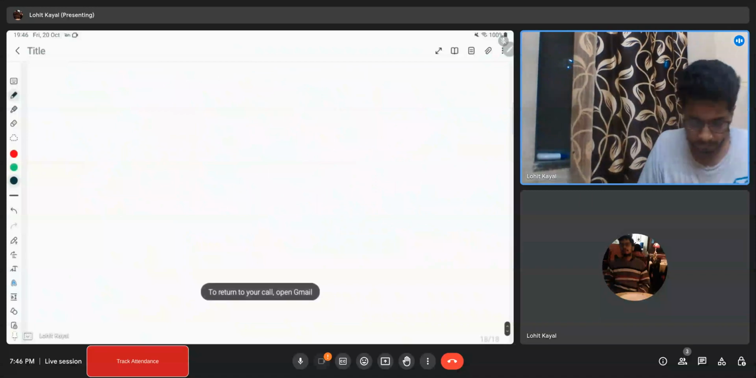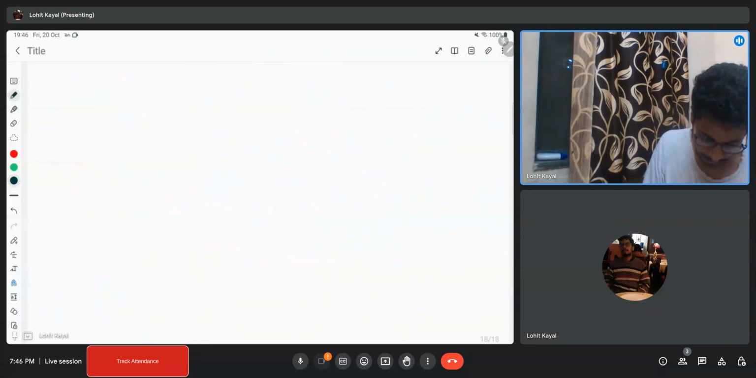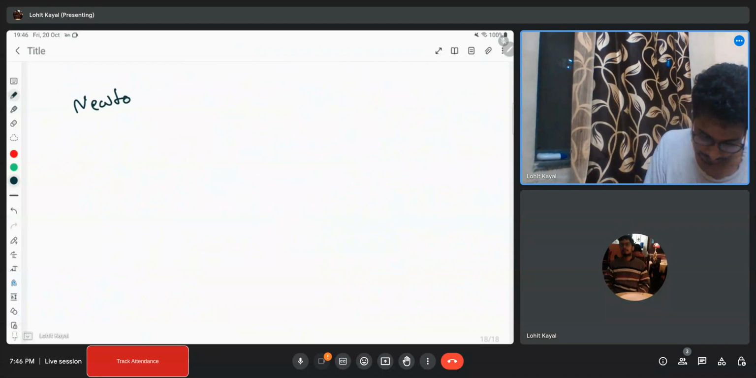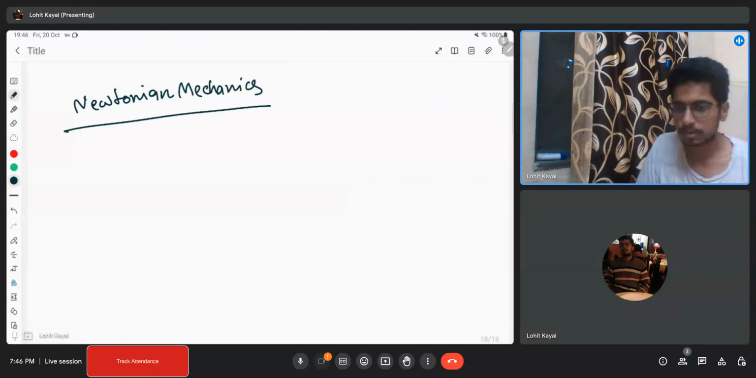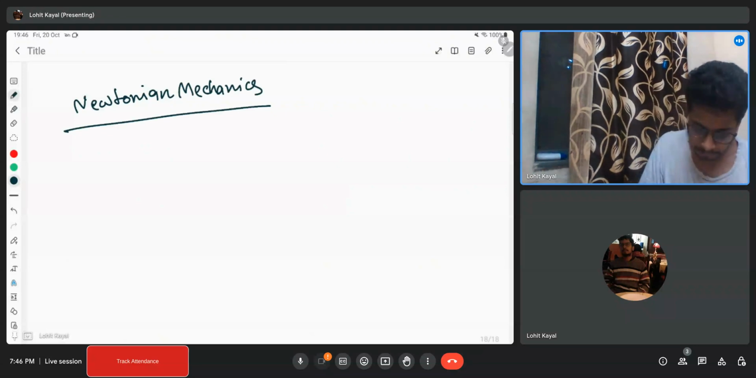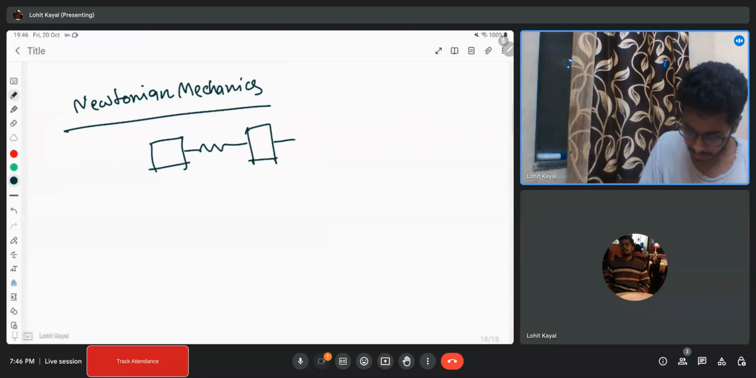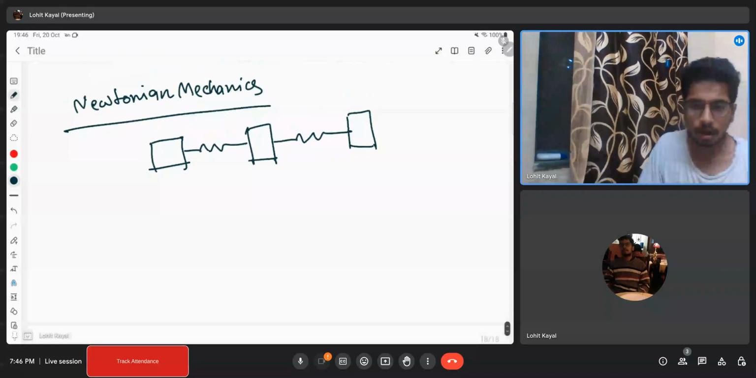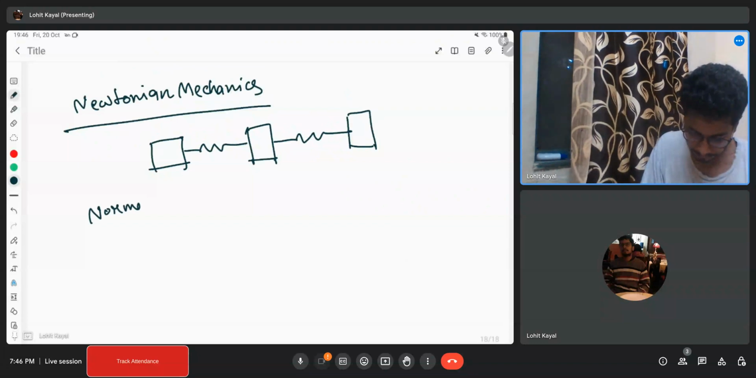So we have done some problems in the class in the Newtonian mechanics framework, where we have solved some linear problems. We have solved the problems for this kind of system. We know how to solve this problem. Here we have implemented our normal mode analysis.